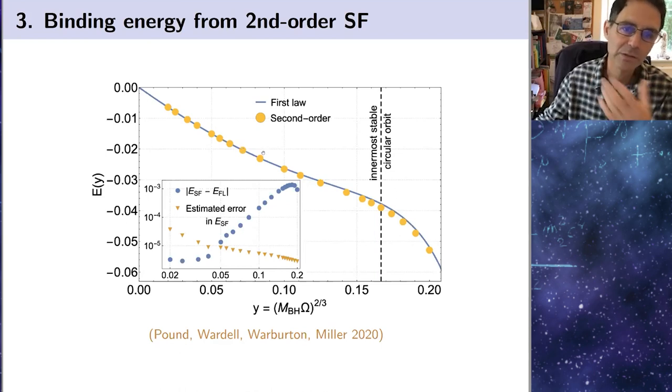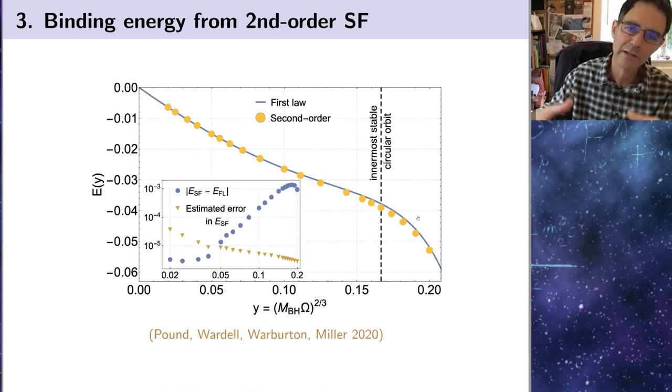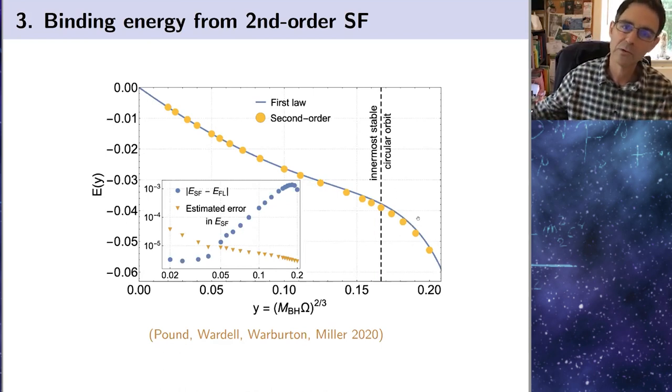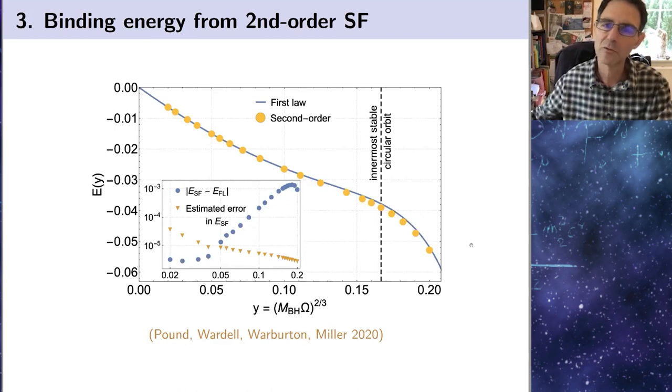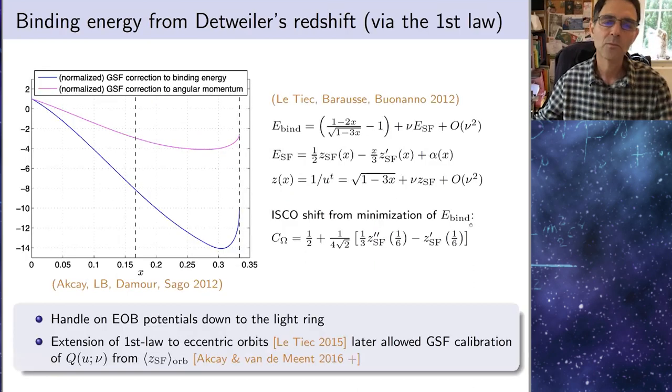So I'm just flashing the plot that Adam showed you before, but I want to emphasize one feature of it, which is that if you can calculate the binding energy of unstable orbits below the ISCO all the way down to the light ring, this is this portion here. So it gives you much more handle on the really strong field part.